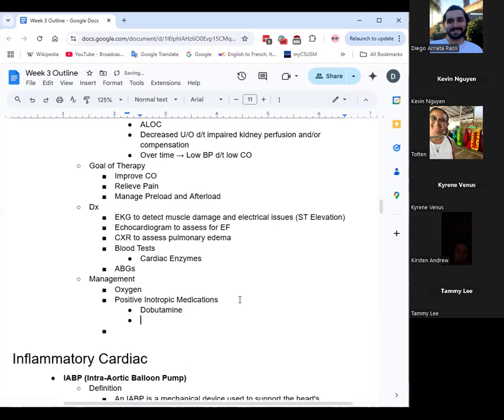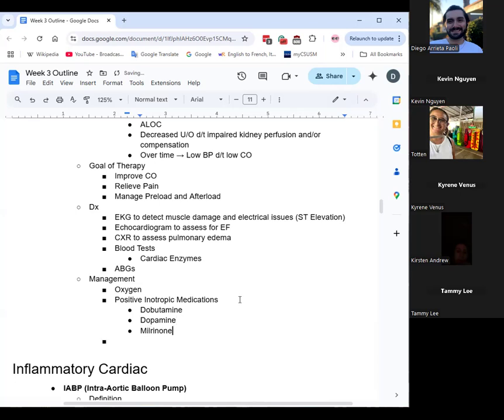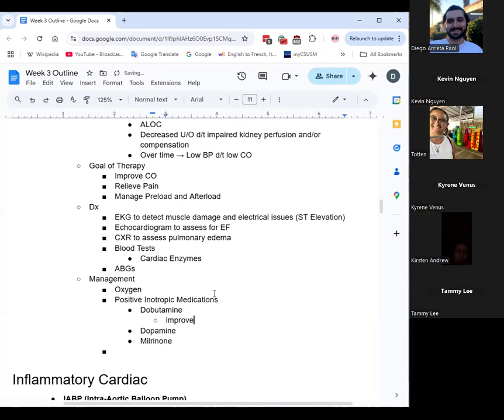So we have dobutamine, we can have dopamine, milrinone. What are some specifics with dobutamine? So we're going to give this. It's a positive inotropic medication, so this is going to improve your contractility and cardiac output. Anything else?